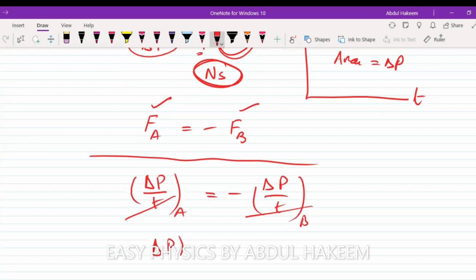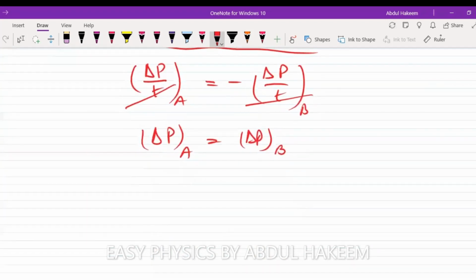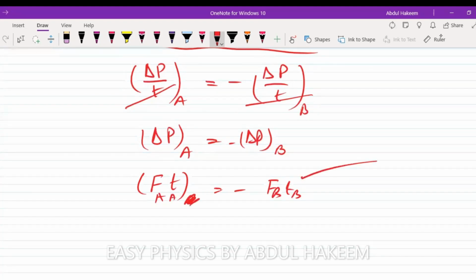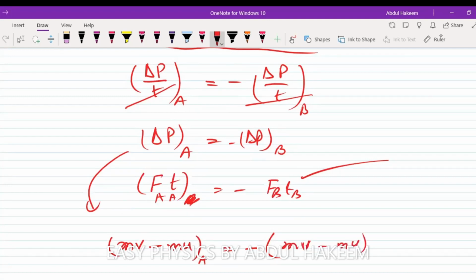So we can write change of momentum of A is equal to minus change of momentum of B. And the change of momentum is Ft. So FA tA equals minus FB tB. So this is another form. Now this can be written as final momentum minus initial momentum of A is equal to minus the final momentum minus initial momentum of B.